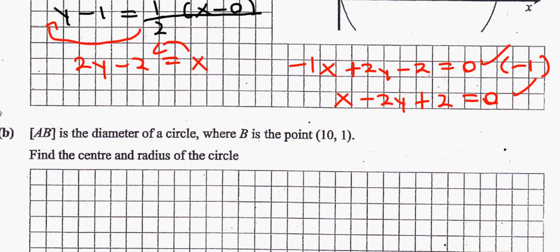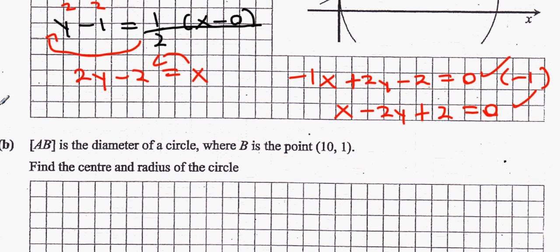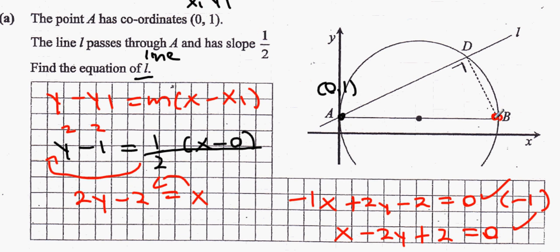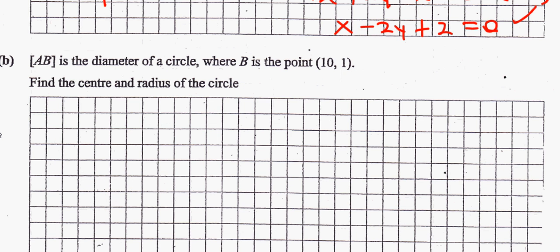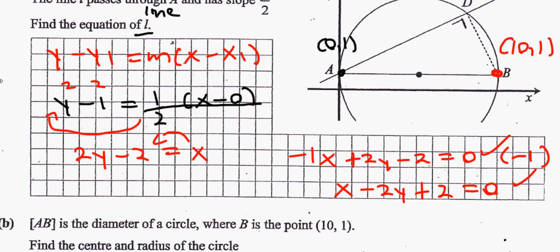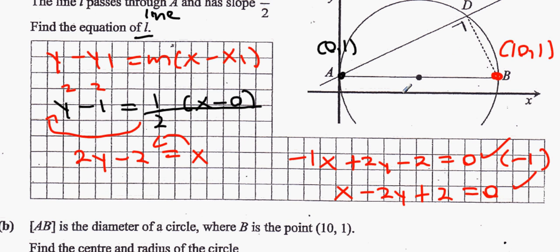Now, AB is the diameter of a circle, where B is the point 10, 1. B is the point 10, 1 here. Okay. Find the center and radius of the circle. So, the center of the circle is the midpoint of AB. So we're going to need the midpoint formula, okay?